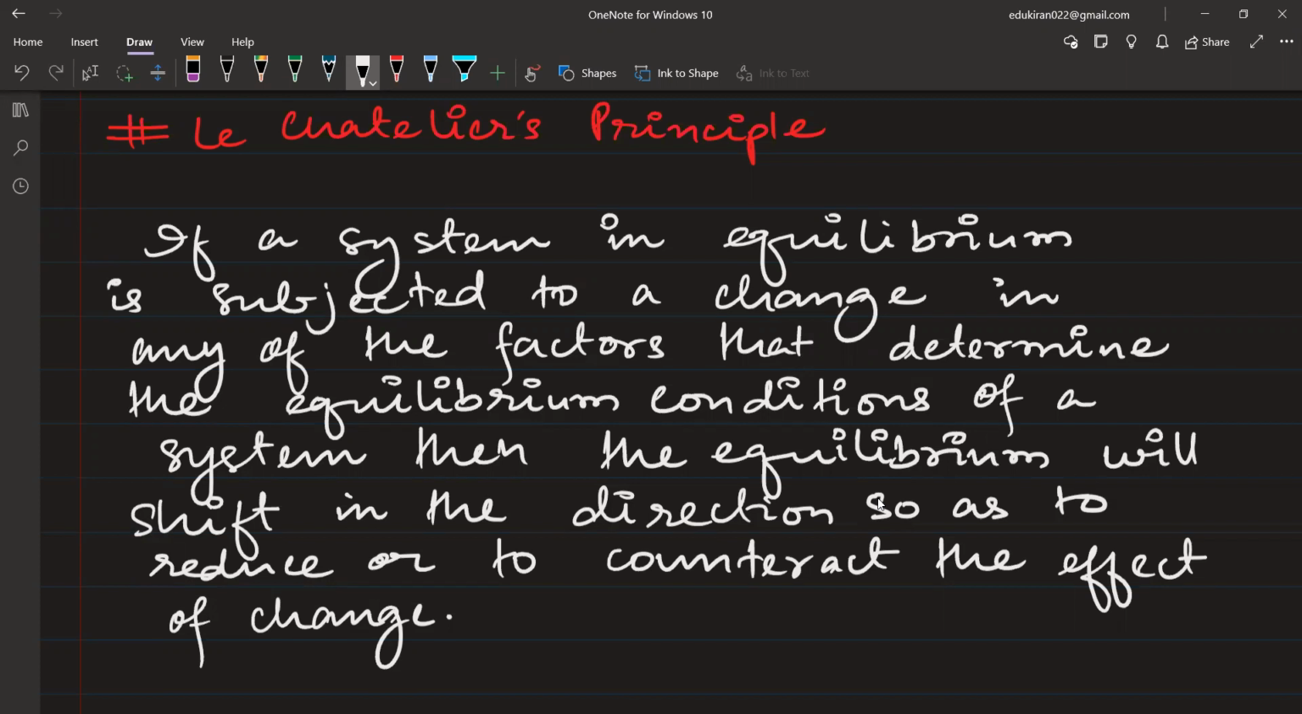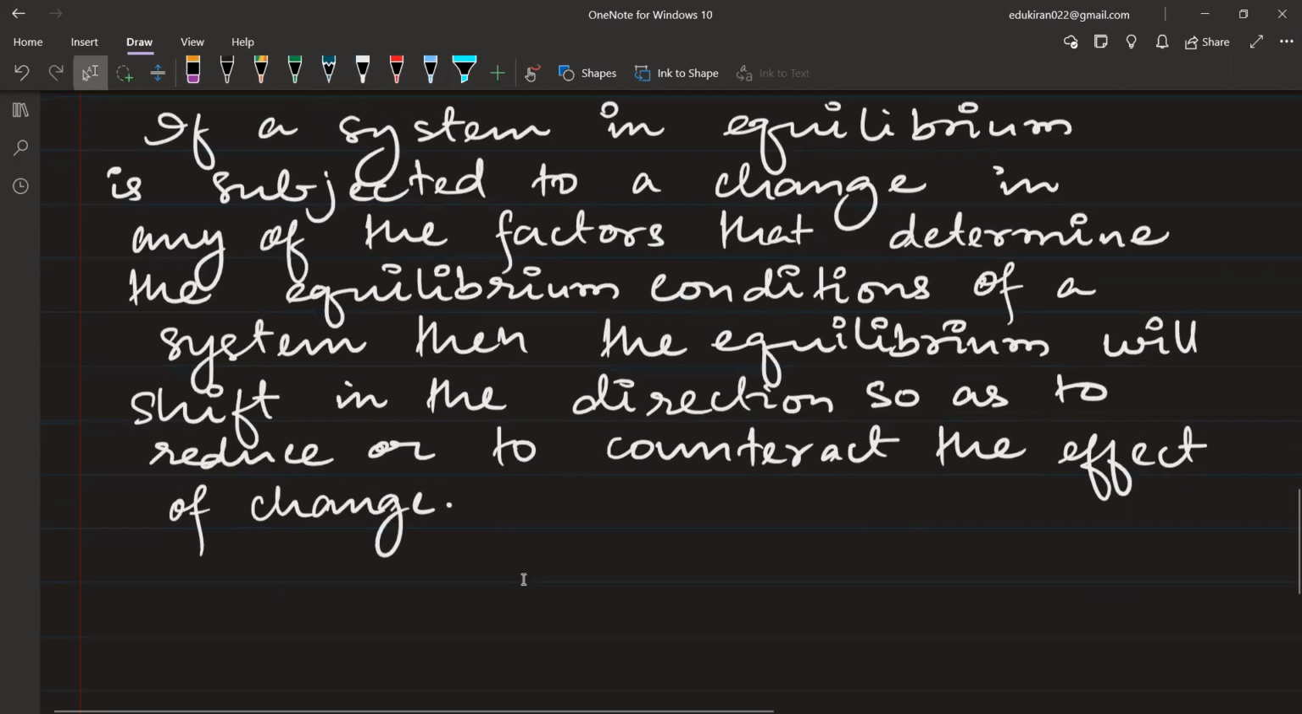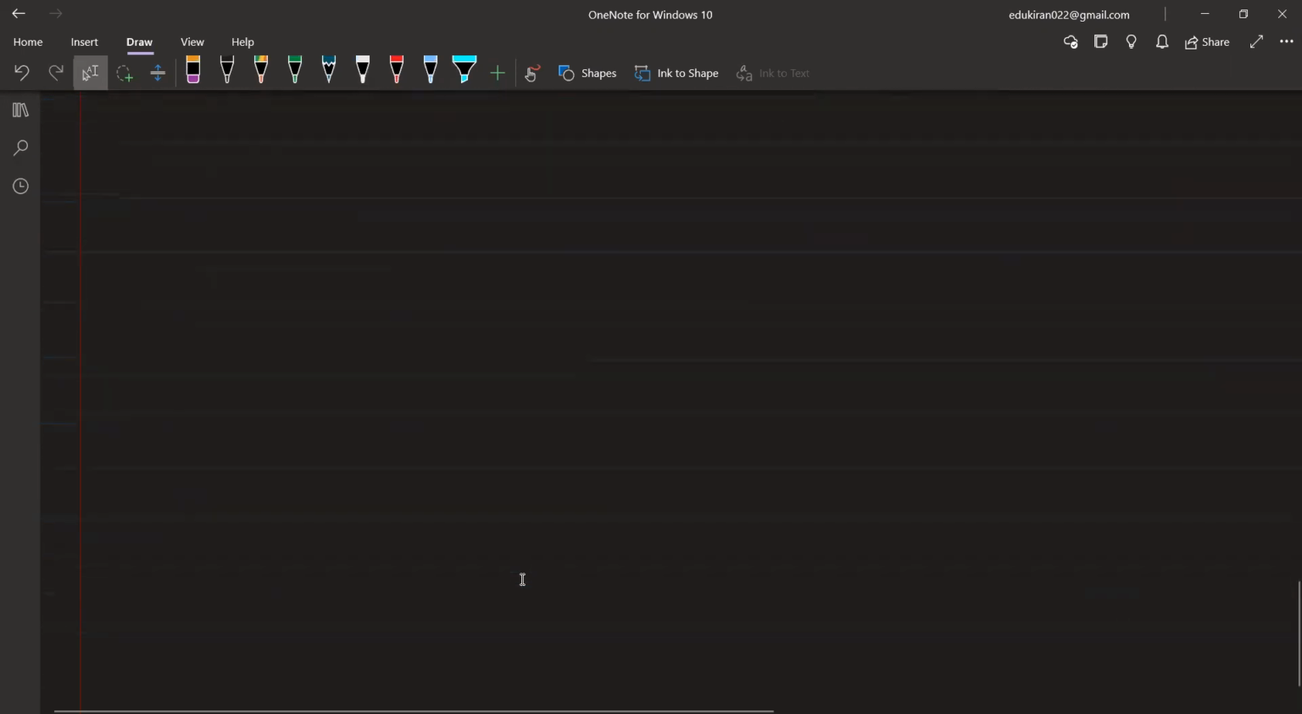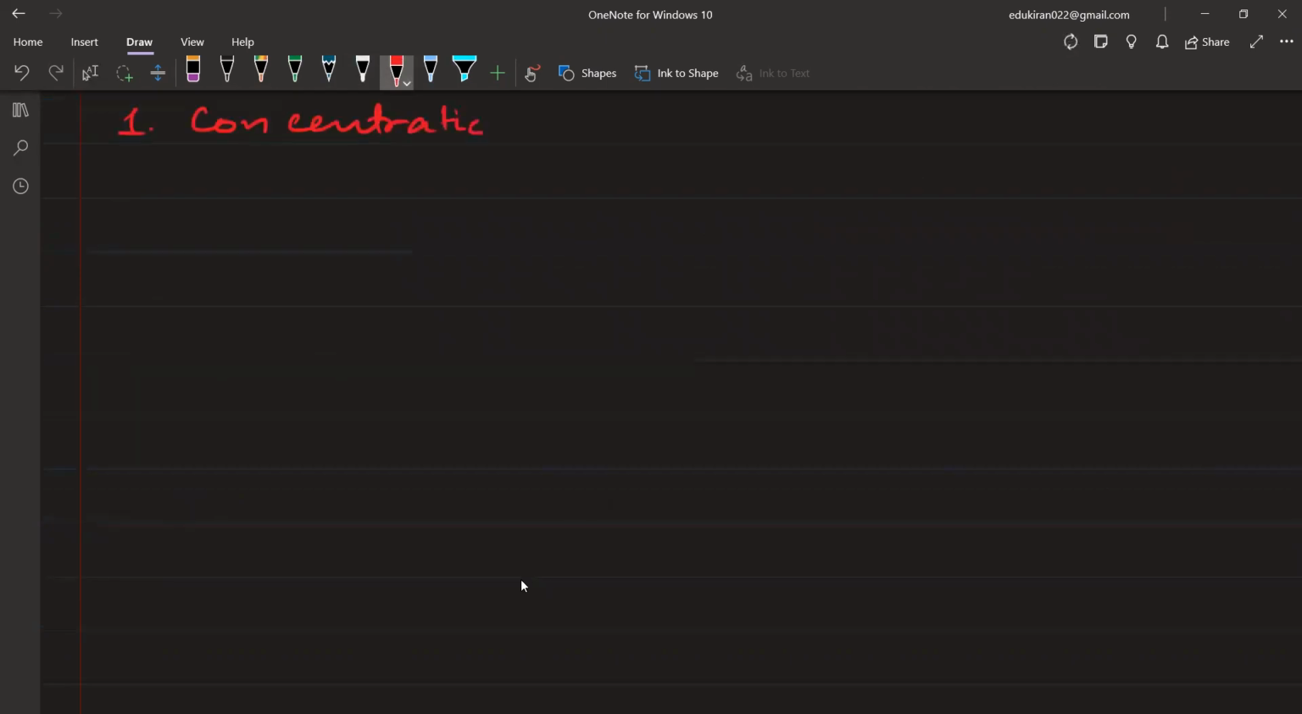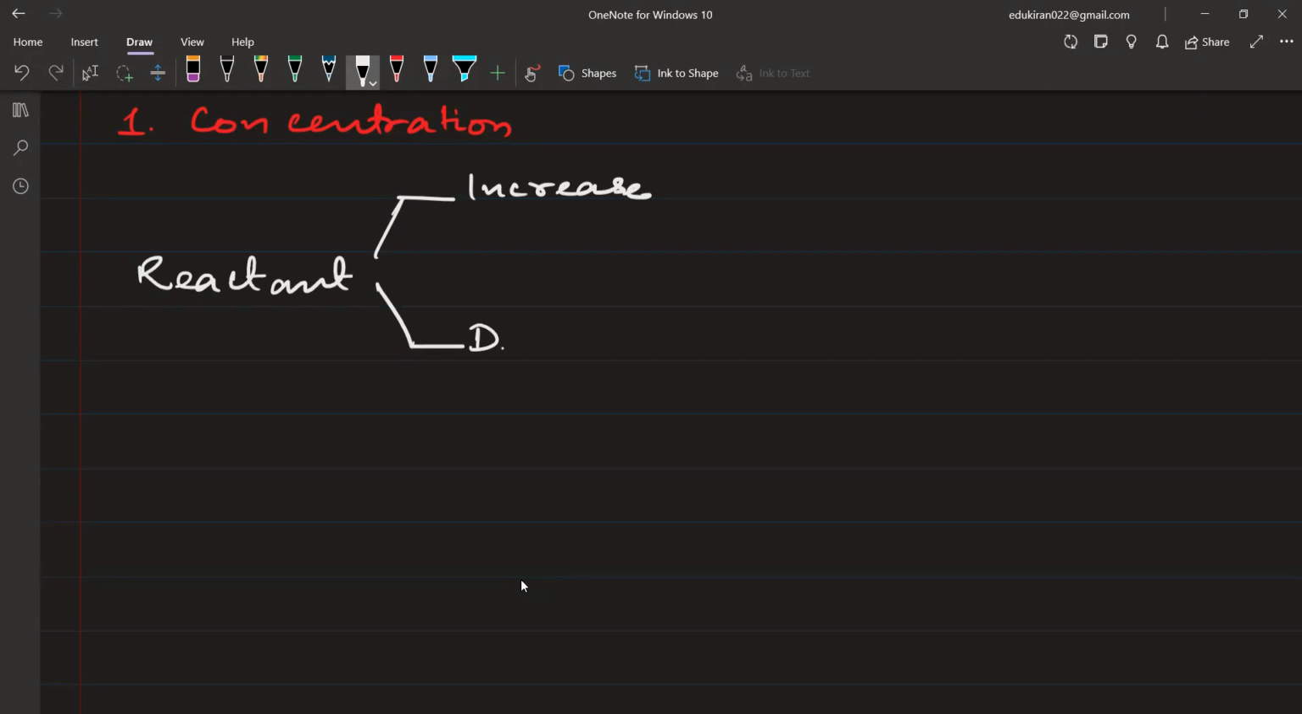Please let me know if you have not understood, otherwise we will move forward. Clear sabne? Let me know if you have not written and write. The first condition that we are going to look at is the concentration. So in concentration, we can have reactant. We can increase the amount of reactant, or we can decrease the amount of reactant.